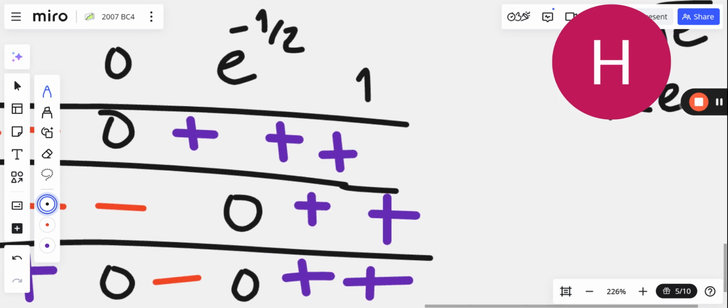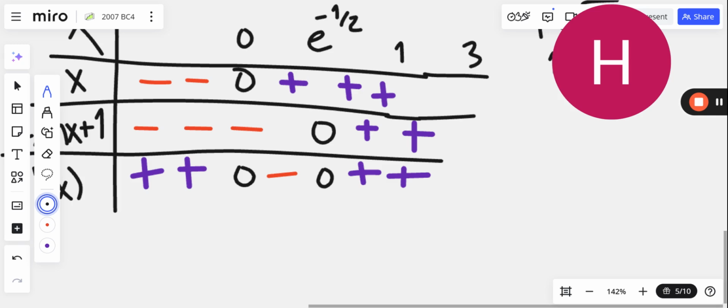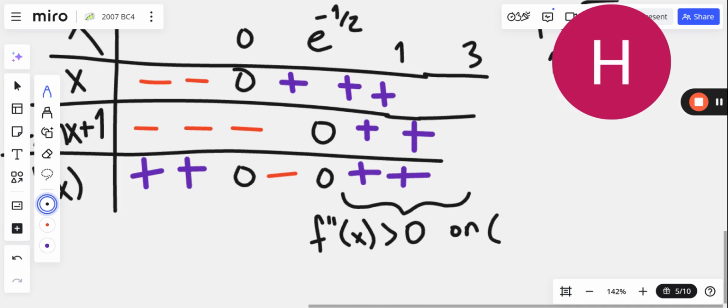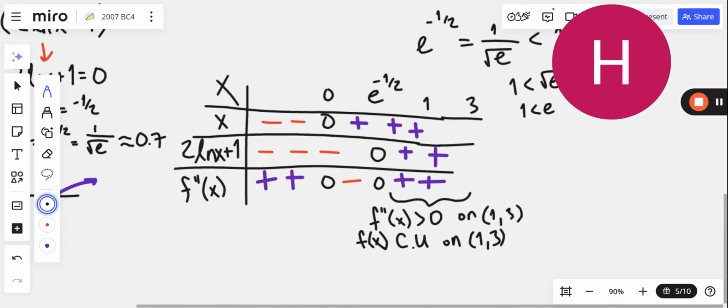Therefore, from 1 to 3, we can confidently say that the graph is concave up because f double prime is positive on the interval from 1 to 3. So we can say the original function, f of x, is concave up on 1 to 3. There we go. We've justified it with the chart.